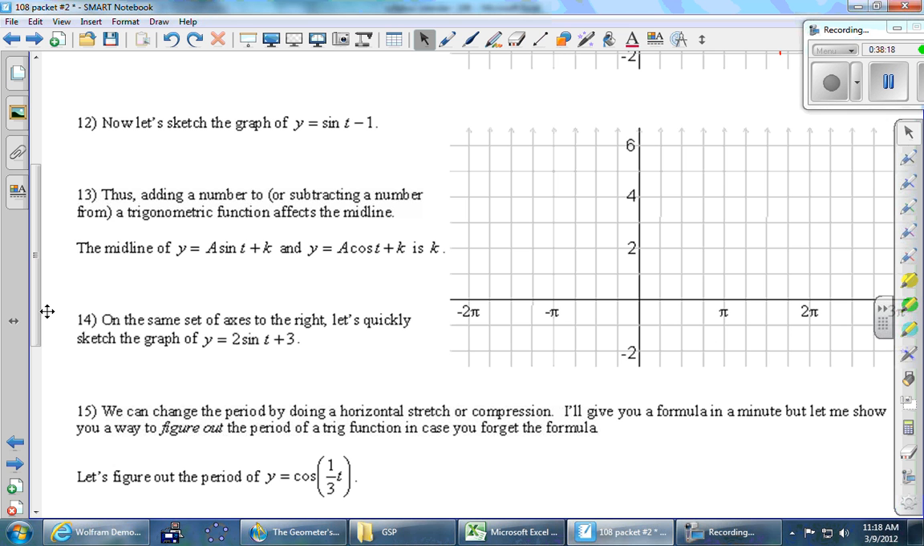Okay, so let's try this one. Can you guys start by sketching a graph of sine of t? I would encourage you to plot 5 points. Forget the -1 there. Just regular old sine of t. See if you can plot the same 5 points that we plotted before.